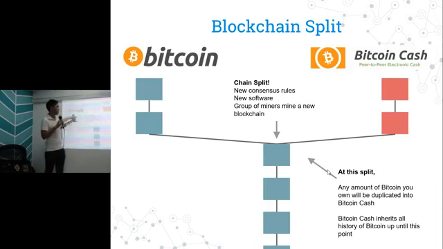So that's why there is a Bitcoin Cash and Bitcoin. And as you can see here, at this split, that means Bitcoin Cash is inheriting all the ledger history of Bitcoin until this point. So if you have 10 Bitcoin until here, when you open your wallet the next day, you realize you have 10 Bitcoin and 10 Bitcoin Cash. Your money just kind of doubled, right?